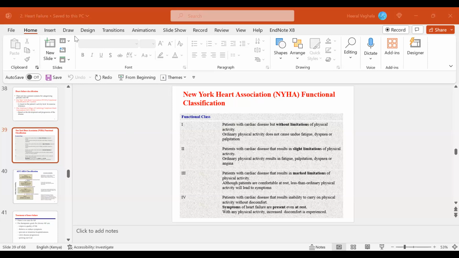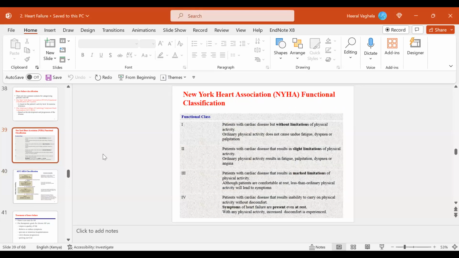Okay, so heart failure is classified into 4 functional classes. In the first class, the patients have cardiac disease, but when they're doing physical activity, it does not cause dyspnea or palpitation. Class 2 causes slight symptoms of fatigue, dyspnea, and palpitation. Class 3 is marked limitations, and class 4, which is the worst, has all these symptoms of discomfort even at rest.